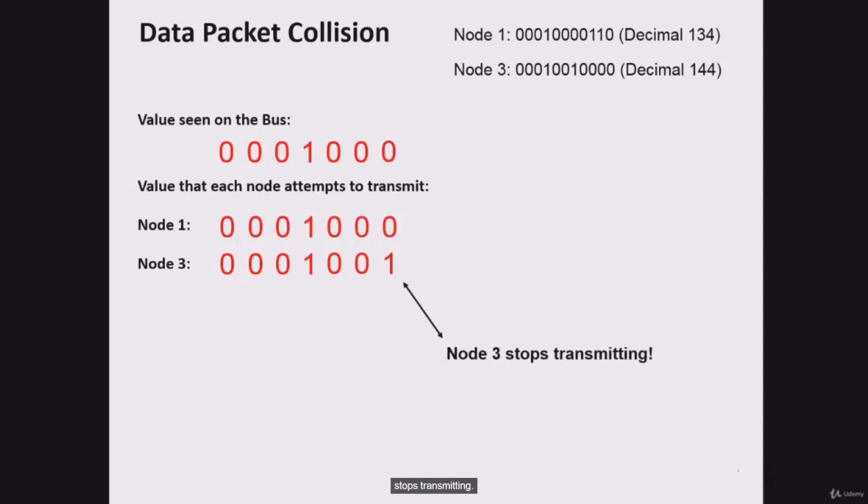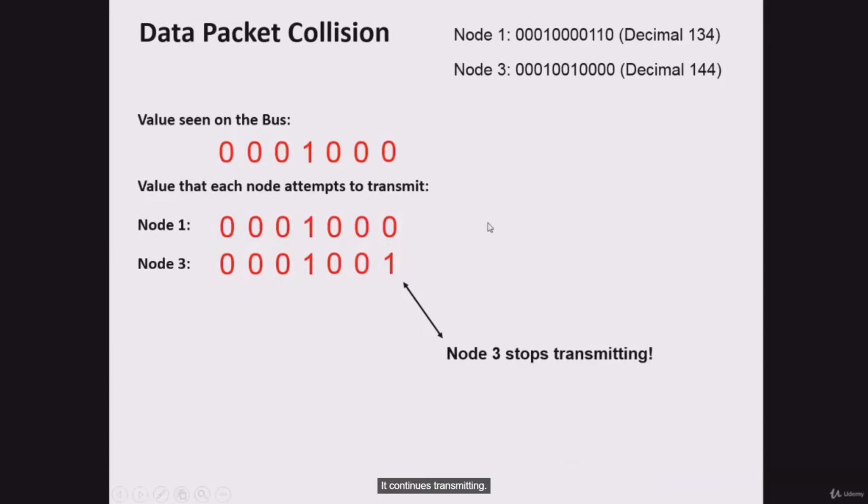Node 3 stops transmitting because what it sends on the bus, when it reads it back, doesn't agree. So it stops transmitting and node 1 continues to transmit. Notice that node 1, its packet, its bits aren't destroyed at all. Node 1 isn't even aware of node 3 and the fact that it was transmitting at the same time. It is oblivious to it. Node 1 just essentially clobbers node 3's bits and continues transmitting along its merry way. And that's why we call it non-destructive. The packet from node 1 doesn't get destroyed.